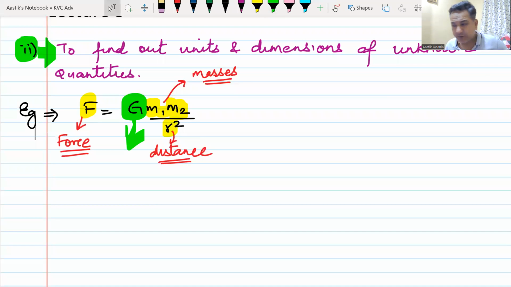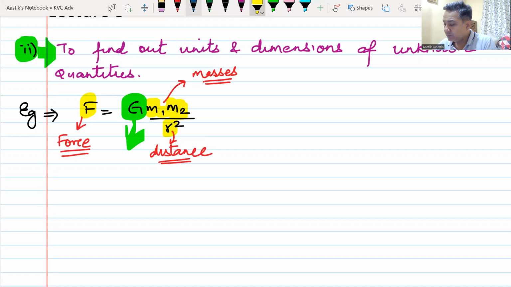Let me solve this one for you, and I hope that you can do the next one that I'm going to give you. So what you have to do is just apply the simple principle that we have seen. On the left hand side we have force, so on the right hand side we also should have force. So the dimension on the left hand side should match the dimension on the right hand side. That is what we are going to apply.